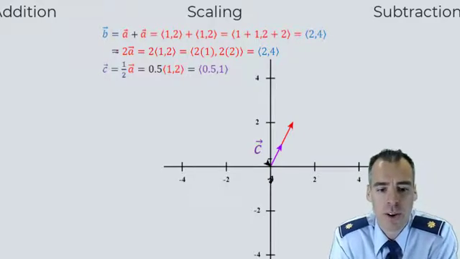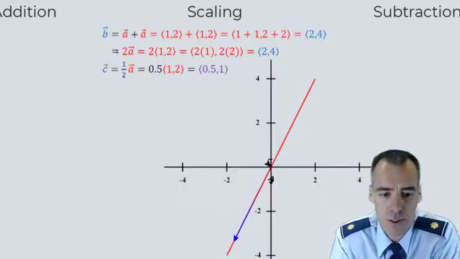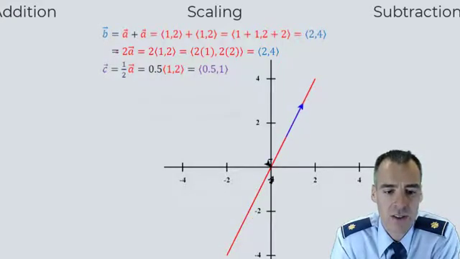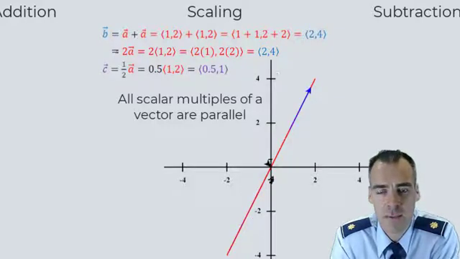And something to note here with scalar multiples is that no matter how I scale this, no matter what I make that coefficient, whether it's 2 or a half or whether it's negative, the vectors are going to be parallel. So we can say that all scalar multiples of a vector are parallel. And notice that this doesn't require any information about the starting point either. If I started at (1, 0), that's still going to be parallel as long as it's a scalar multiple.